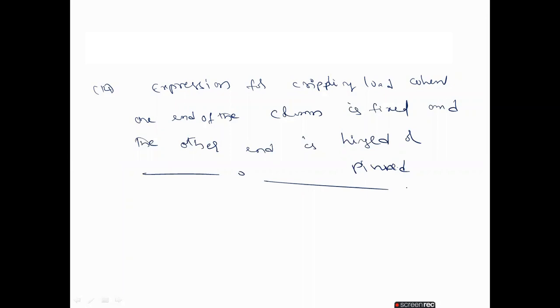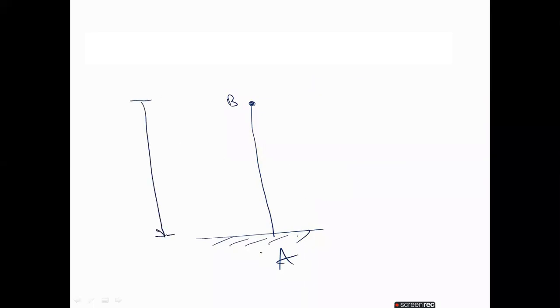If you observe here, the expression for the crippling load when one end of the column is fixed and the other end of the column is hinged. Now I will draw a column, same like that. We will consider a column. Okay, I will consider here, and it is like this. This is the column, the point A, and also here point B. This one is the pinned support or hinged support. This one is the fixed support. Now the total length of the column, if you observe here, is L.